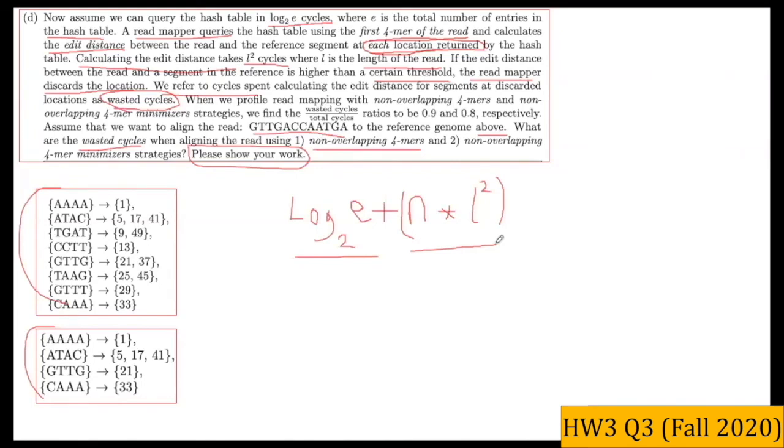What you need to do is just extract the first 4 characters from here, which are G, T, T, G, and try to query the hash table. Now let's see, do we have G, T, T, G here? No, no, no, no, we have it here. So we got a hit here. And this hit will lead to having 2 locations as n. So using the first hash table or the first method to extract k-mers, which is non-overlapping k-mers, leads to n as 2.